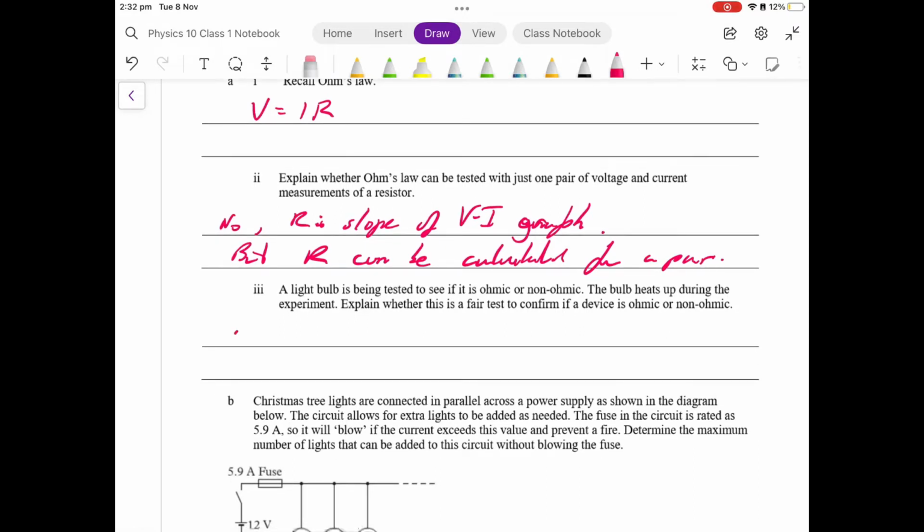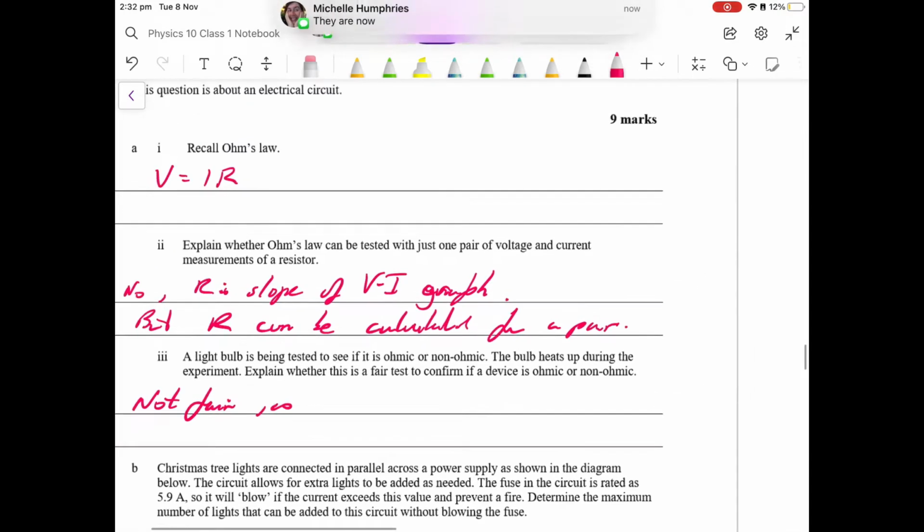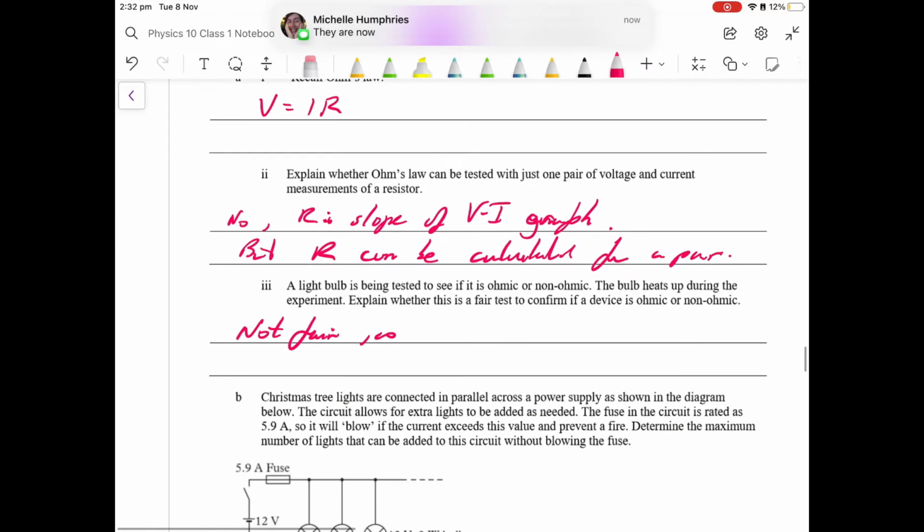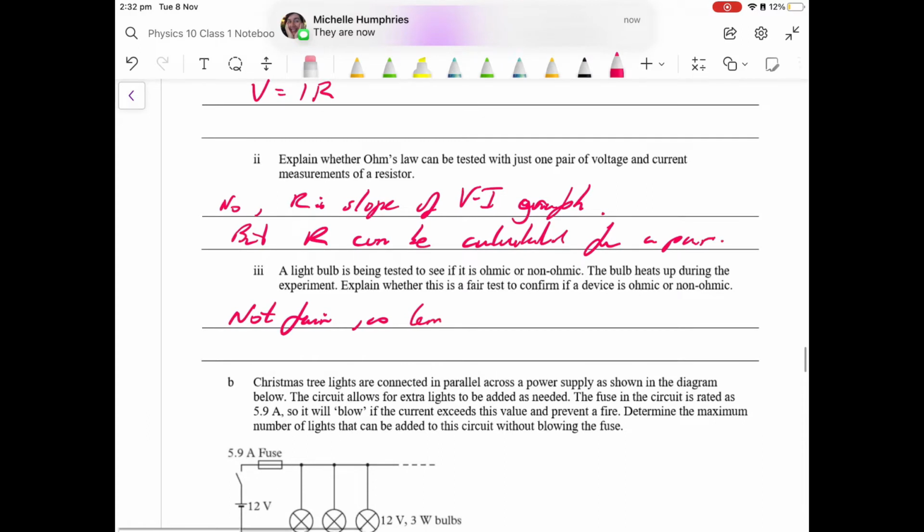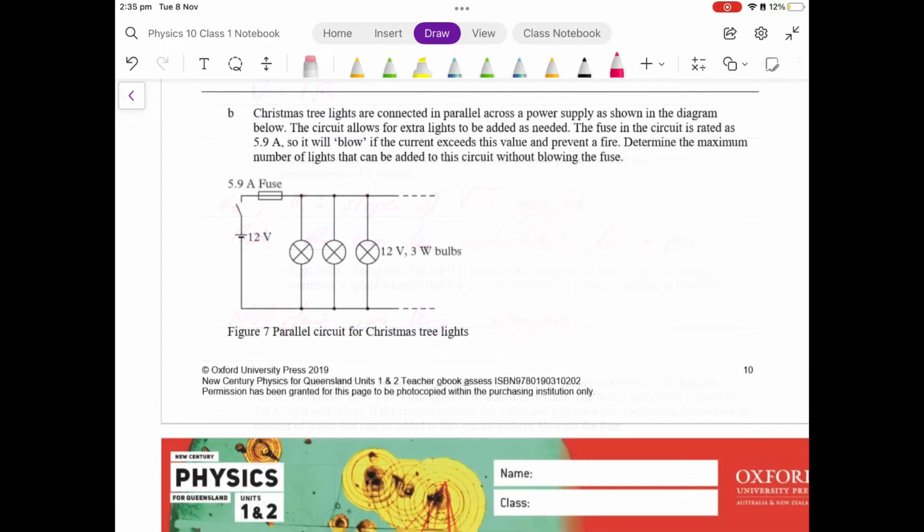If the light bulb heats up during the test, then it's going to change its resistance over time. It's not a fair test. The light bulb should be left on to get to a steady temperature each time or something.